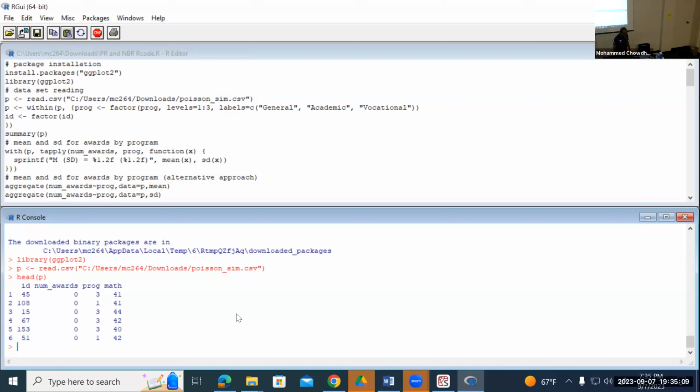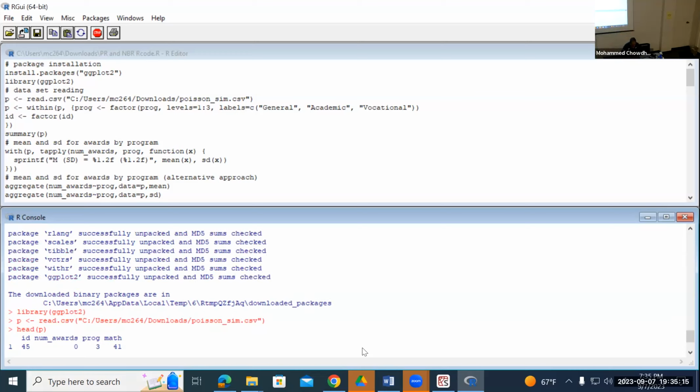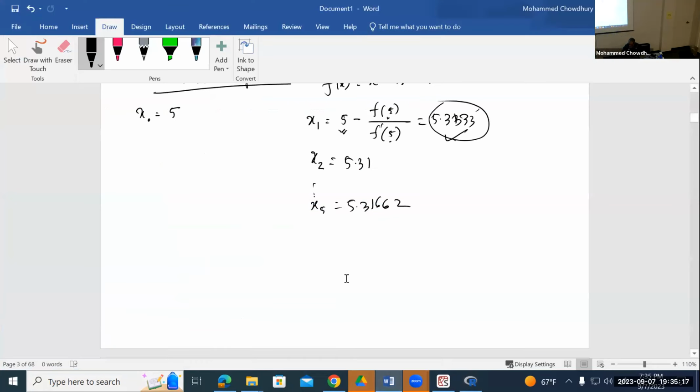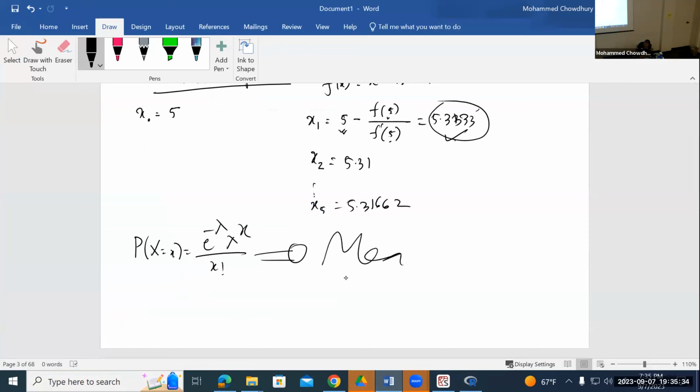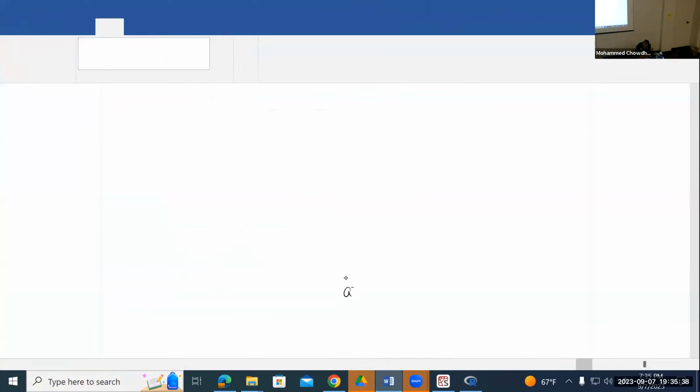Okay, so these are the types of dependent variable that you can use to feed a Poisson regression model. One thing I have to explain, before I forget, I should have discussed this way earlier. This is the Poisson distribution: e to the power minus lambda, lambda to the power x over factorial x. In this distribution, the mean equals lambda and the variance also equals lambda.